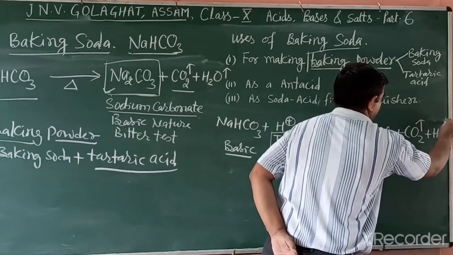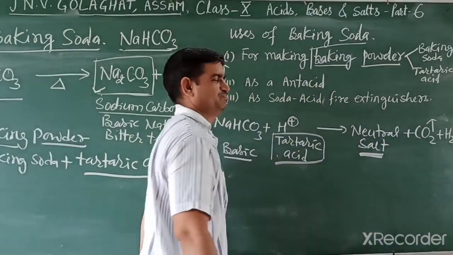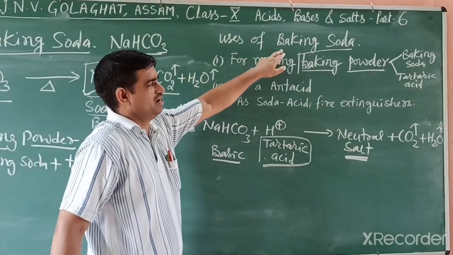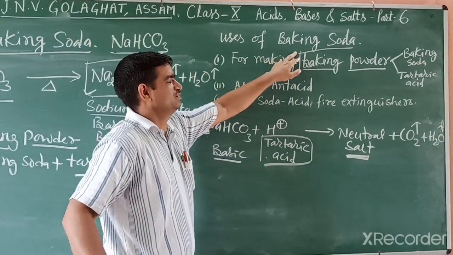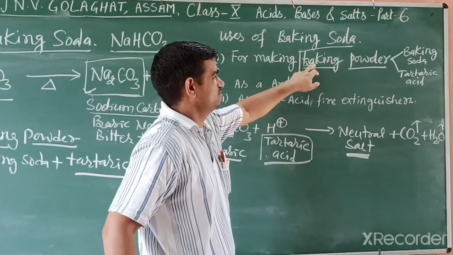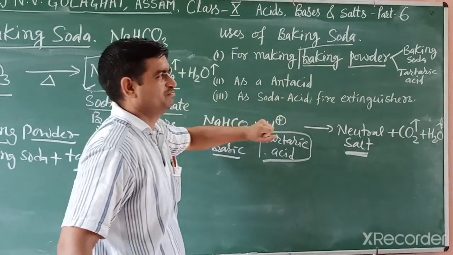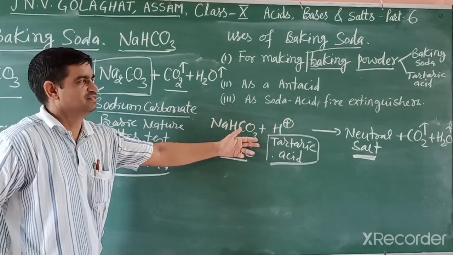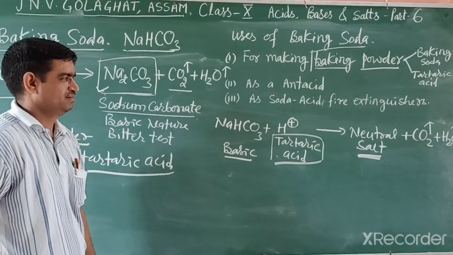Because of this, our bread and cakes are soft and spongy. For this reason, we do not use only baking soda for making bread and cakes; we use baking powder. Baking powder is a composition of two chemicals, baking soda and tartaric acid. So we get a neutral salt.